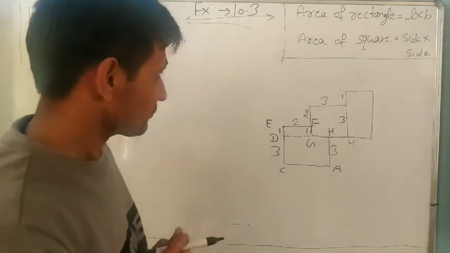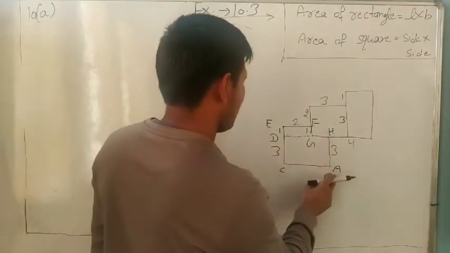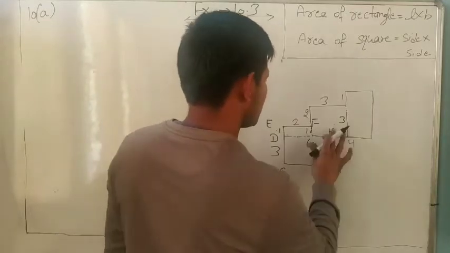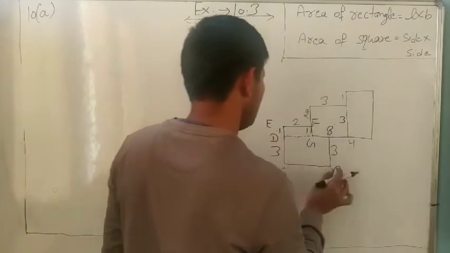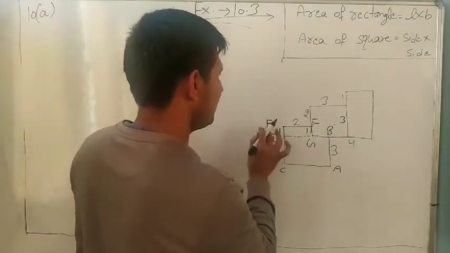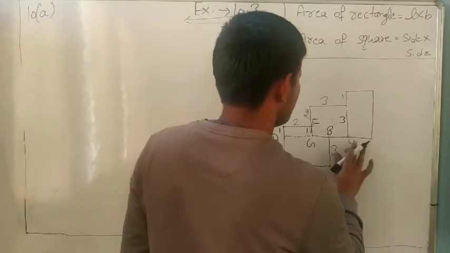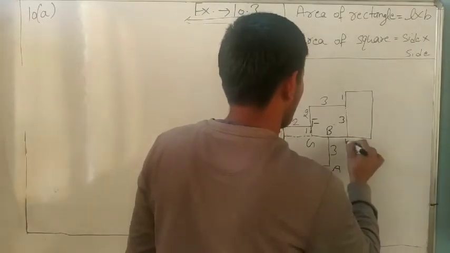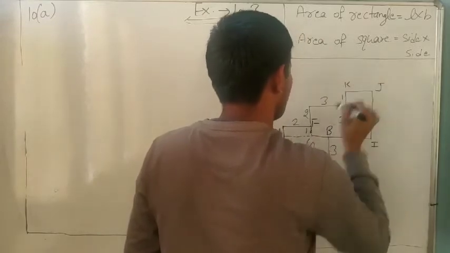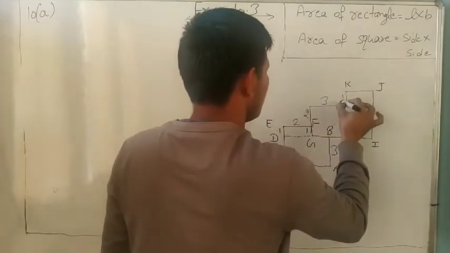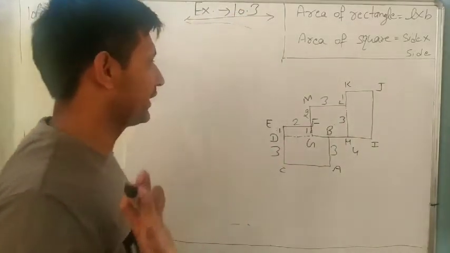Now I am giving names. A, oh sorry, it was B. A, B, C, D, E, F, G, and it was 4 given. H, I, J, K, L, M. All the names we have already noted down.